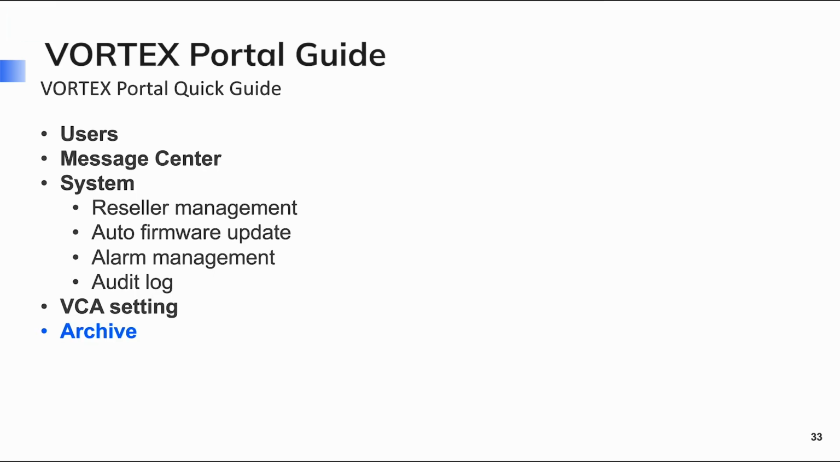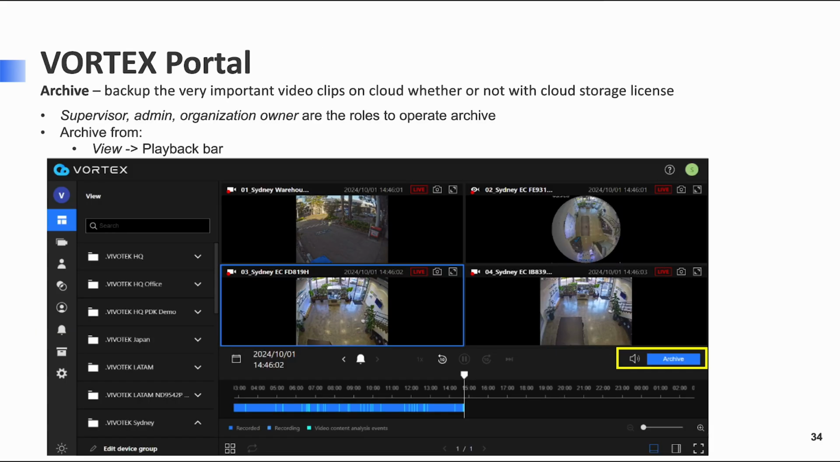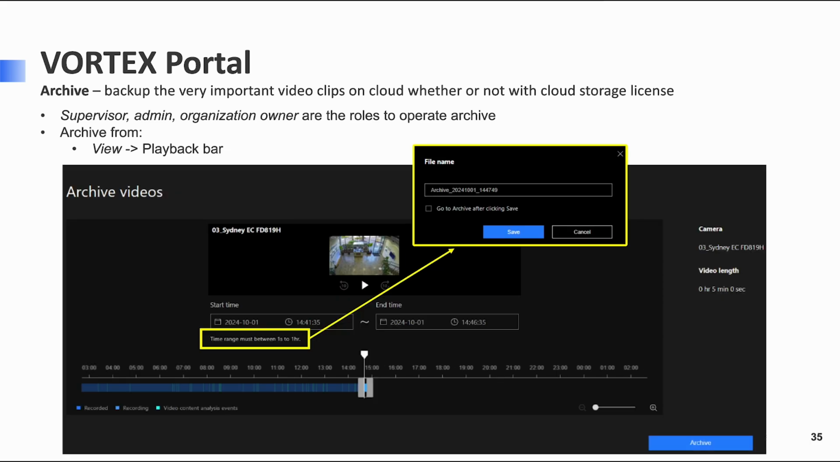The archive feature allows you to back up important video clips to the cloud, even if you don't have a cloud storage license. Here are the key points. 1. Only supervisors, admins, and organization owners can use this feature. 2. Users can archive clips via the playback bar, as shown here. Users can also archive clips via Message Center or search results.